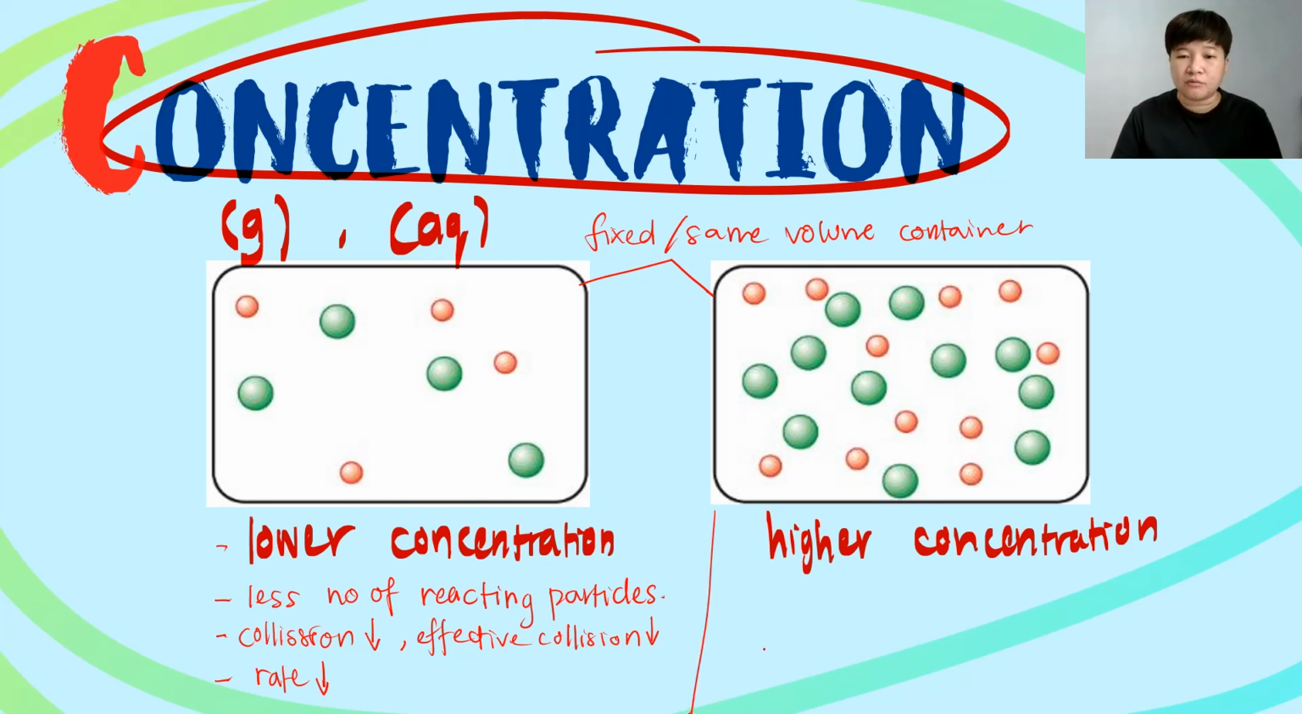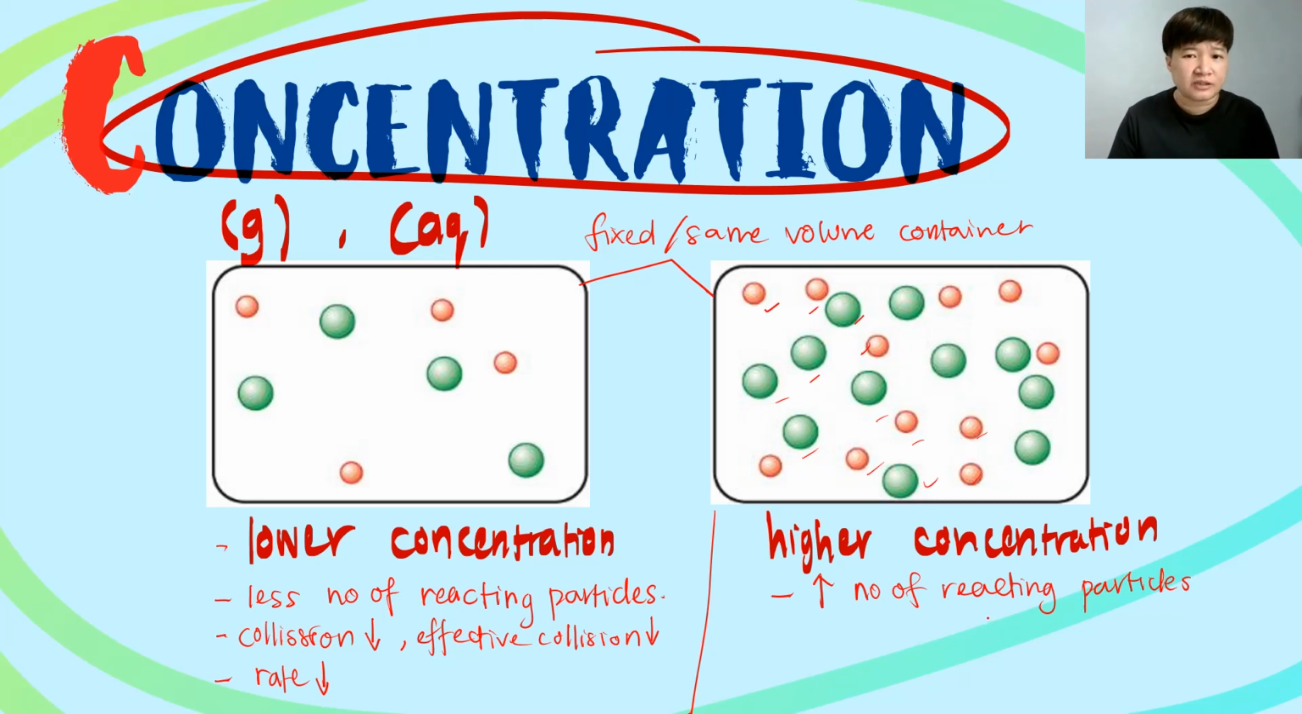But what will happen when you have a higher concentration? Look at it. When you have a higher concentration, you have a lot more particles. Can you see that? You have a lot more particles, but you are sitting in the same container. So in the same size of container, you have more particles. The number of reacting particles is higher.